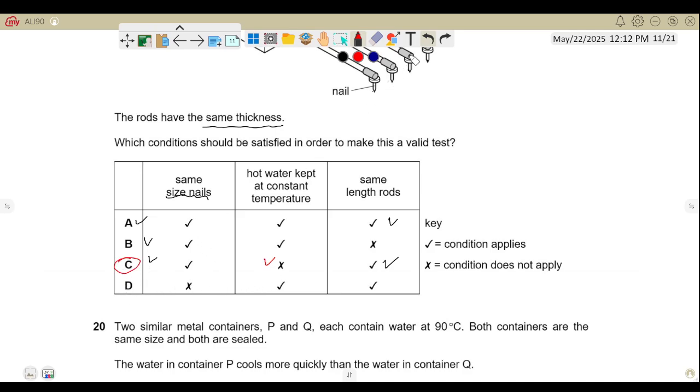So the nails have to be the same size, the rods the same length, but the water must change its temperature with time.